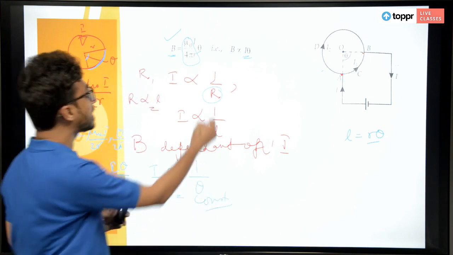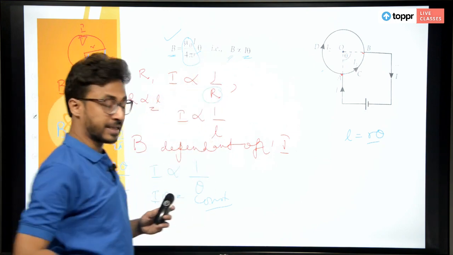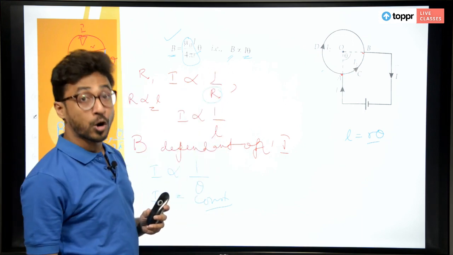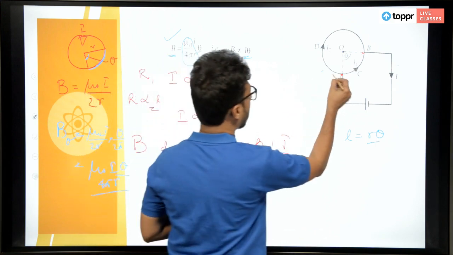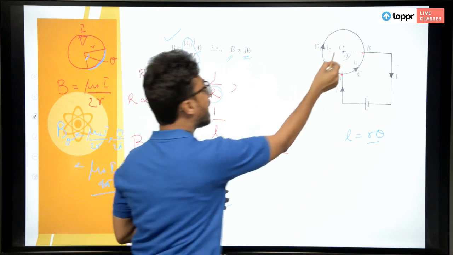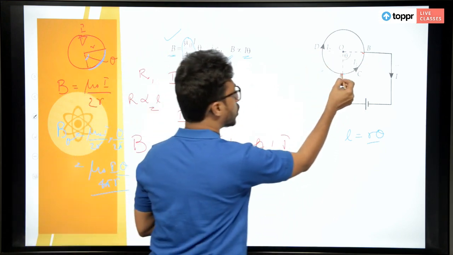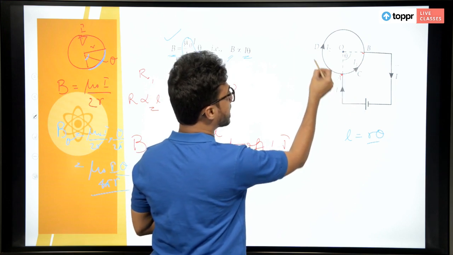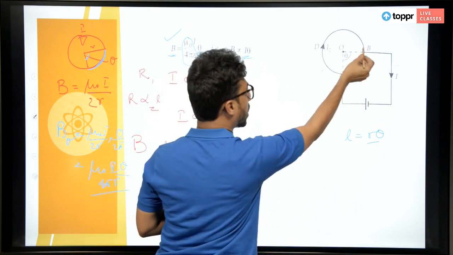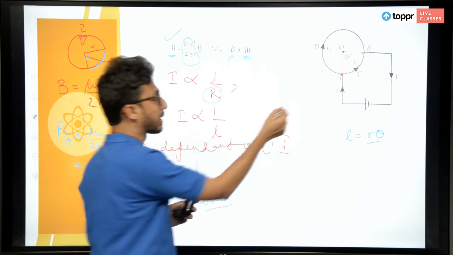So, what we see is that the magnetic field is proportional to I theta. Now, I theta is constant, so the magnetic field is also constant, which means the magnetic field generated by any arc length will be equal at the center. So, the magnetic field generated by the longer arc length AB is equal to the magnetic field generated by the smaller arc length, this ACB.